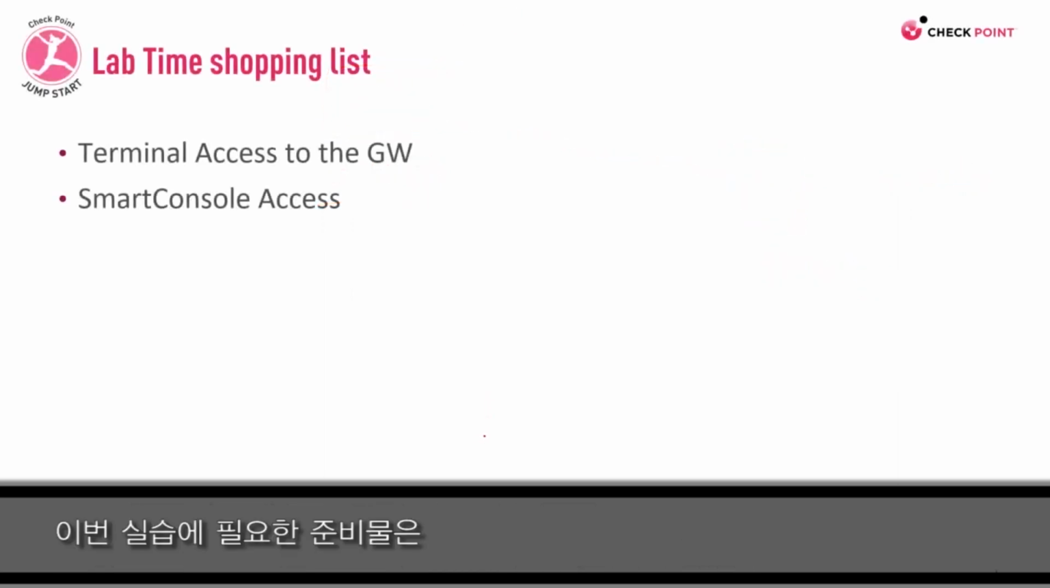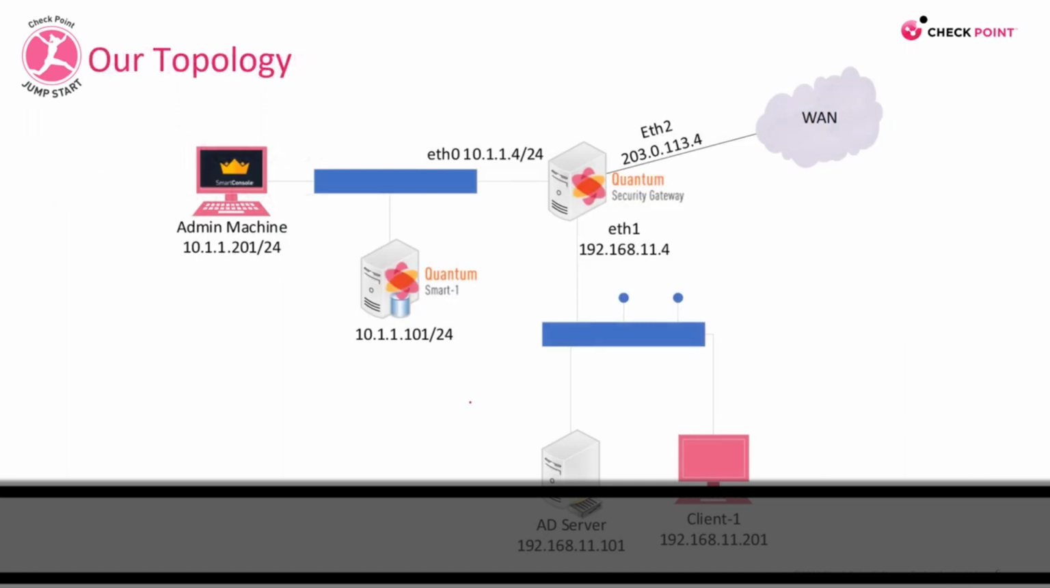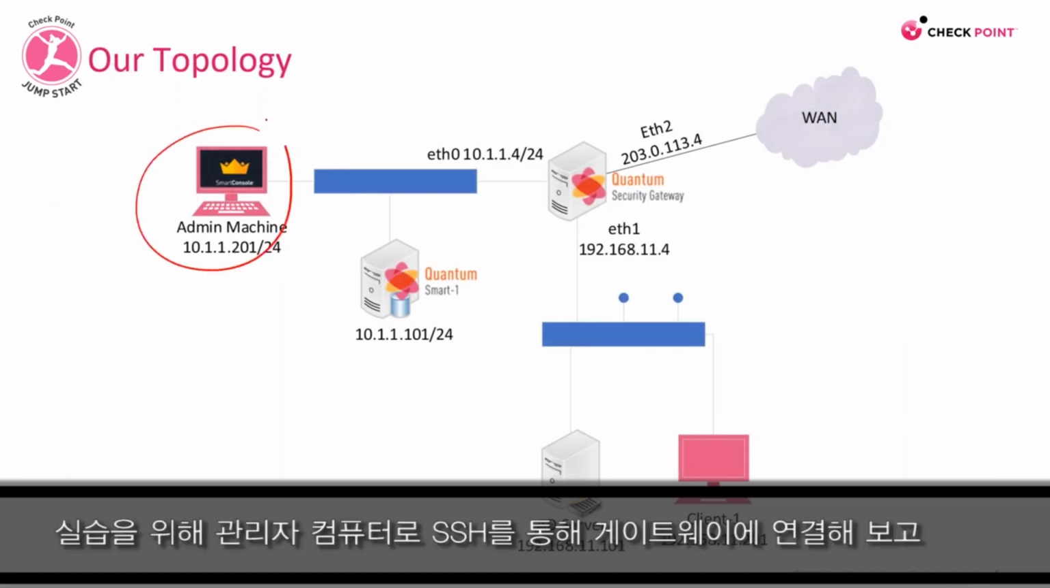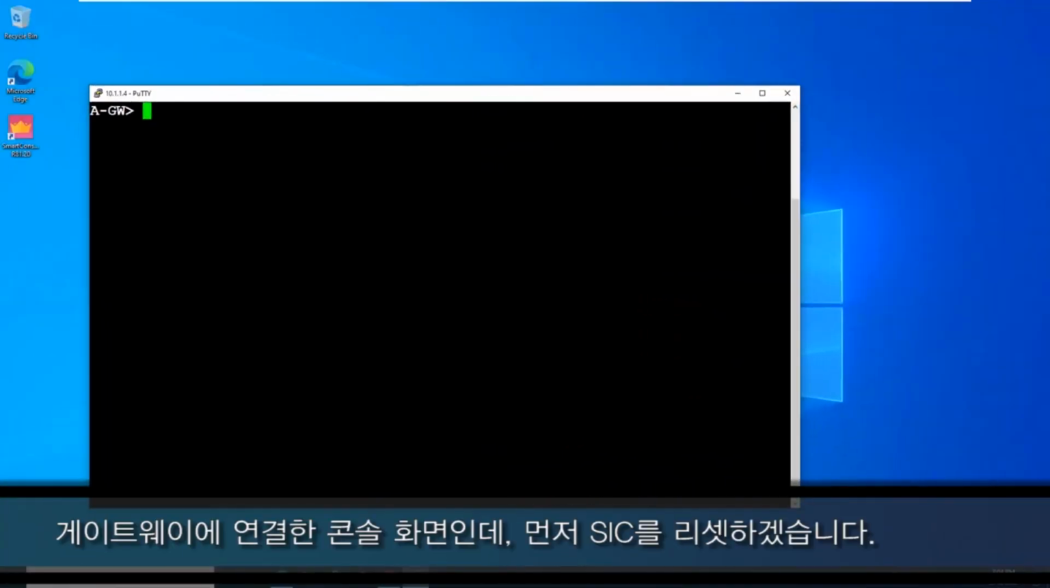So to be able to perform this demo, you'll need terminal access to the gateway and of course Smart Console access so you can submit the one-time activation key on the management. In this demo, we'll use our admin machine to connect to the gateway over SSH. We'll reset our SIC password, and then we'll connect to the management side over Smart Console to submit that one-time activation key.